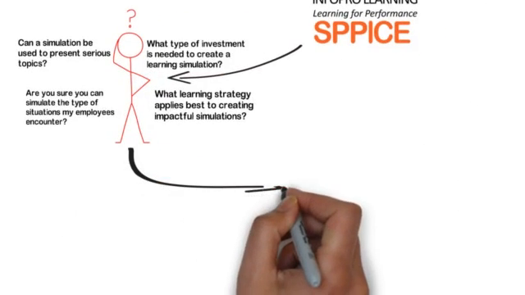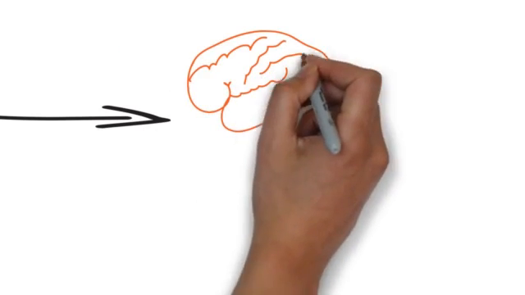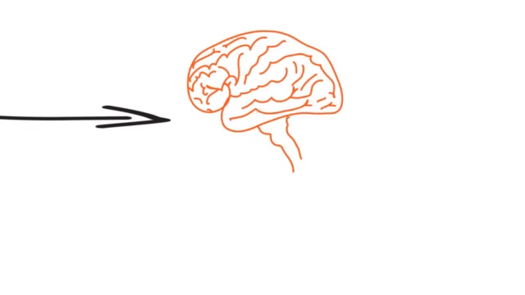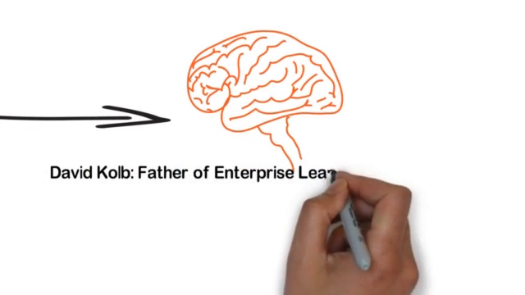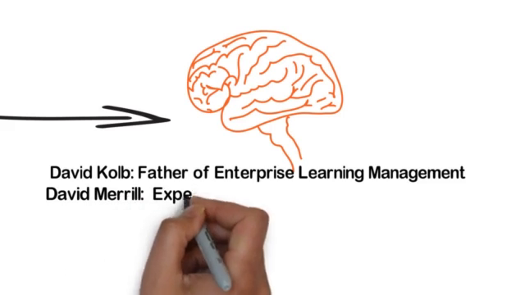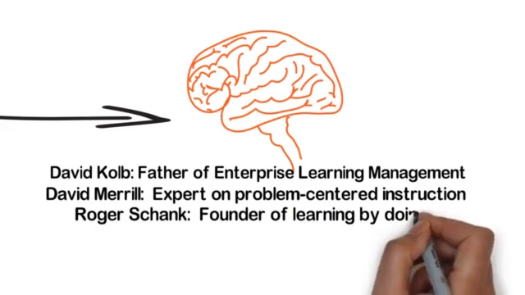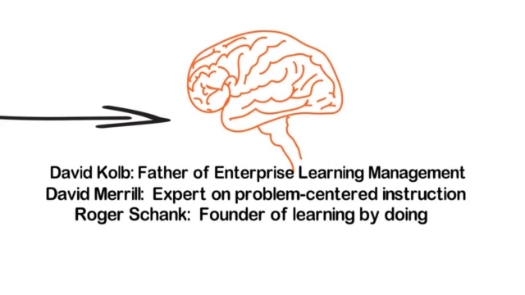To help us answer these questions, we went back to the drawing boards and leaned heavily on research from the brightest and most distinguished minds in the L&D industry. We drew on many components from David Kolb, the father of enterprise learning management, David Merrill, Roger Schenck, who founded the learning by doing mindset, and in our opinion, should be at the foundation of any simulated learning model.